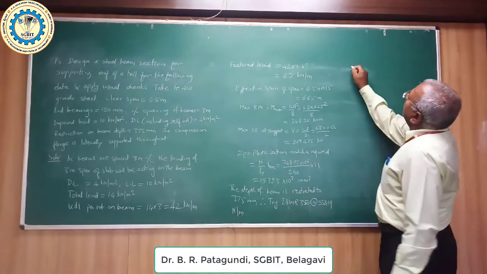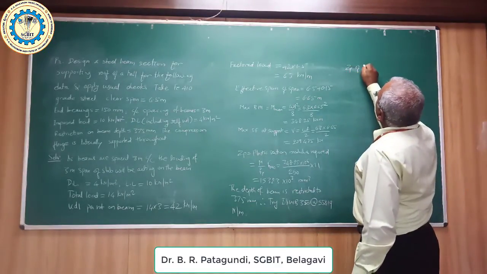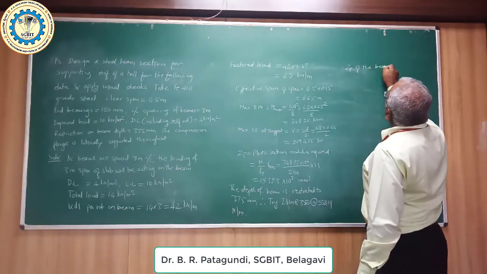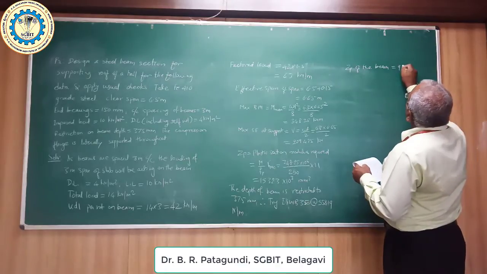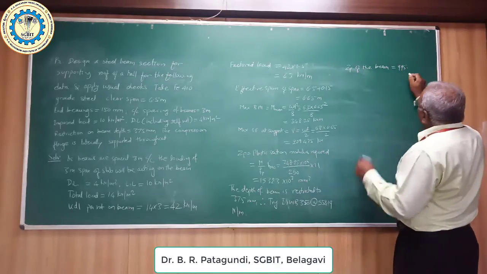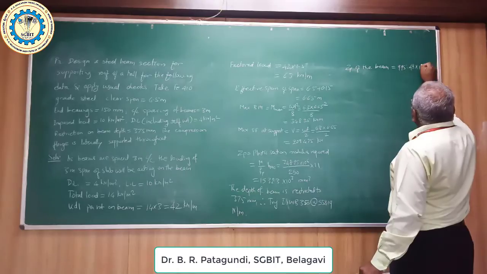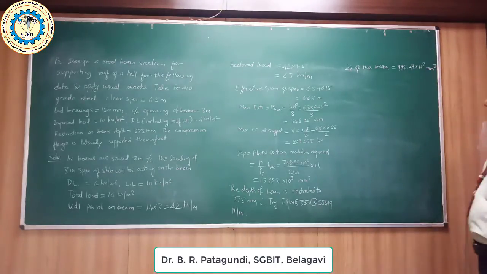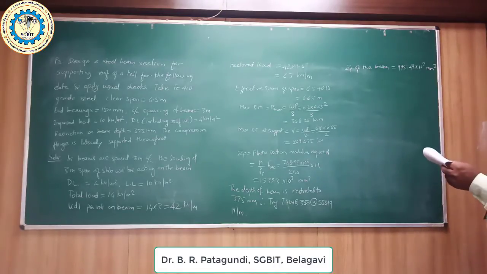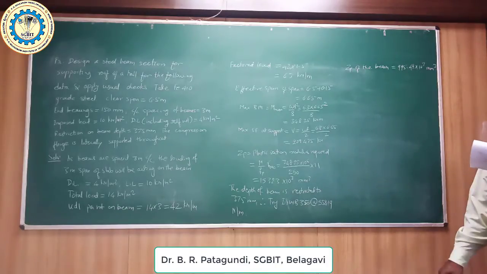ZP of the beam is equal to 995.49 into 10 power 3 millimeter cube. But the ZP required for the beam section is 1532.3 into 10 power 3 millimeter cube. So it is more than the ZP of the beam. Therefore, we have to provide cover plates to the flanges of the beam.